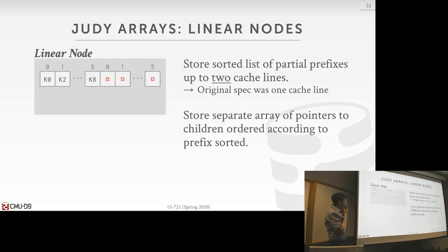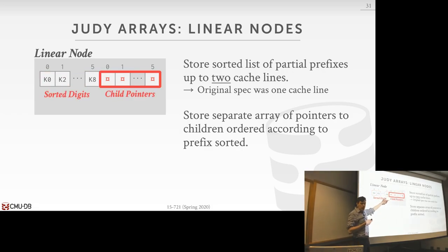The reason why it's called a linear node is that you're just going to do a linear scan to find the digit you're looking for. So you just have two arrays. The first array is the sorted digits, and the second array is the child pointers. Whatever offset you reach when you scan along to find the digit, you keep track of how far you went, and then you can jump to that offset in the child pointers.